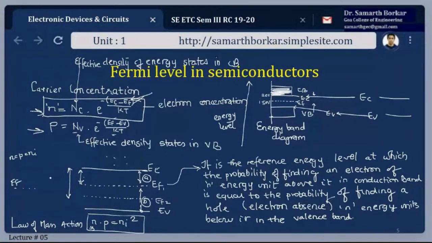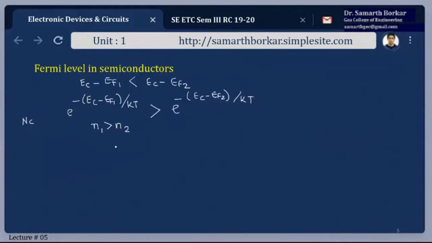Okay. Now, what we are trying to do here is distinguish: what if I shift this EF on top, or what if I shift this EF to the bottom? If I shift it on top, let us mark it as EF1. And if I shift it to the bottom, let us mark it as EF2. So this is EF1, this is EF2. This difference EC to EF1 is marked as A, and this difference EC to EF2 is marked as B.